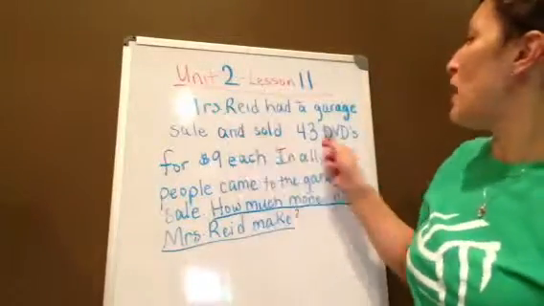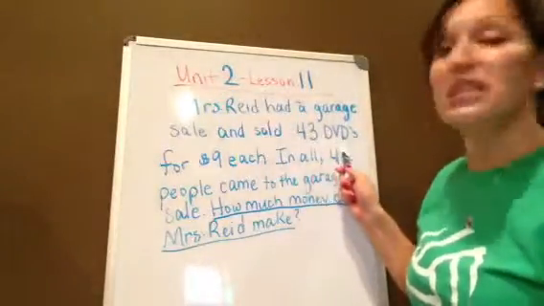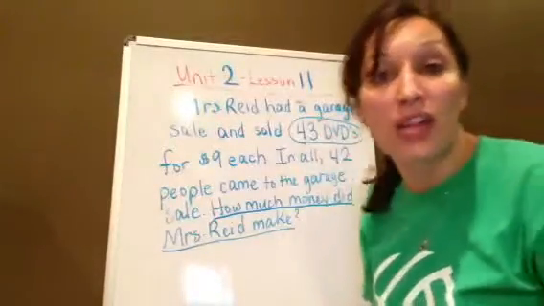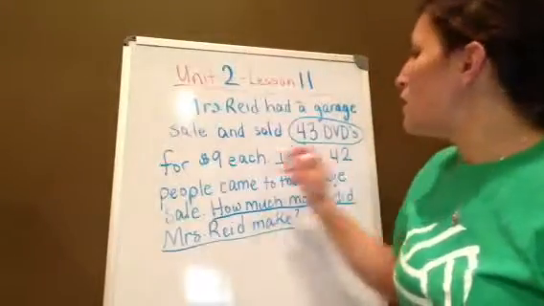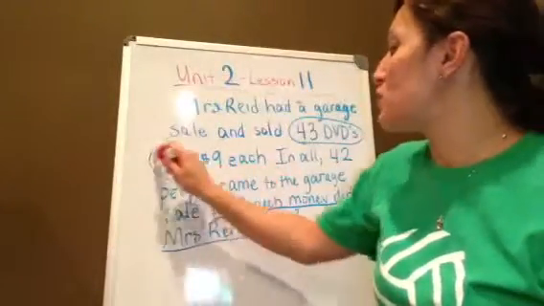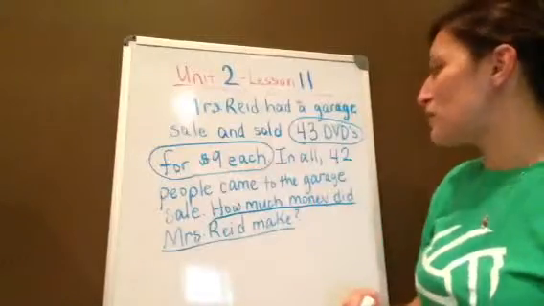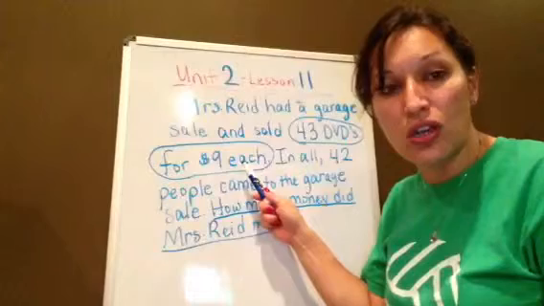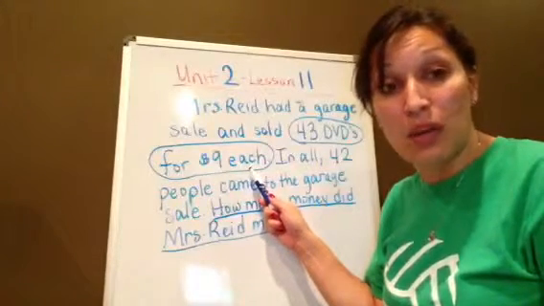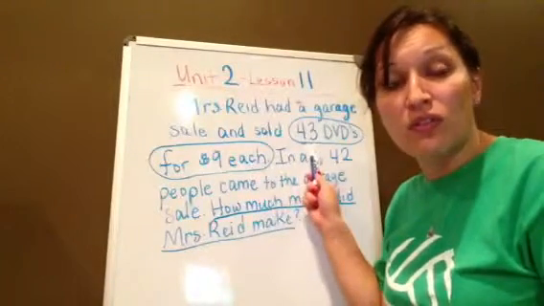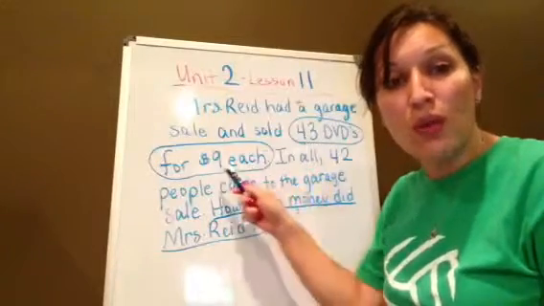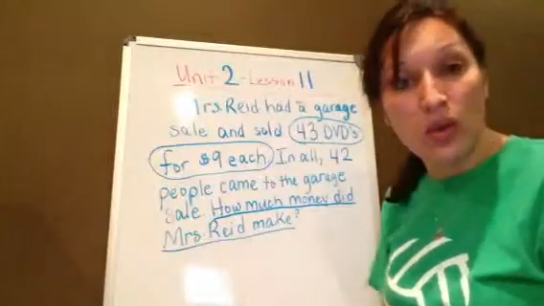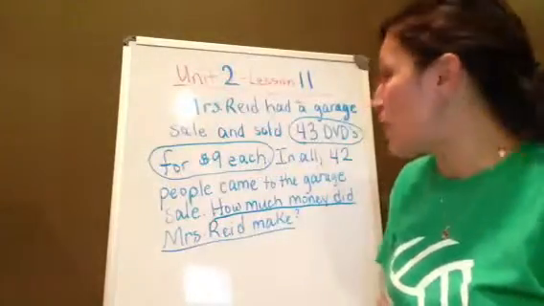Okay, Mrs. Reed had a garage sale and sold 43 DVDs. She sold 43 DVDs. That's going to be important to helping us find out how much money she made. For $9 each. So she sold them for $9 each. Okay? We need that information. We know that if they're $9 each, the word each is a key word to what kind of math we're going to be doing. And if there's 43 that she sold, we're probably going to do something with these two numbers to figure out the answer to our question. But let's keep reading and see what the extra might be.